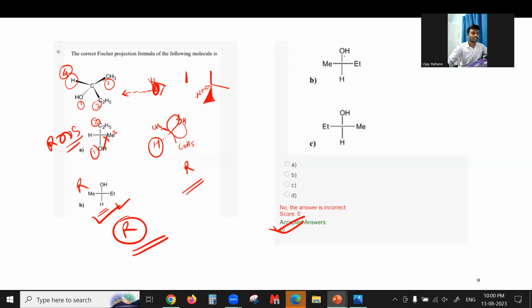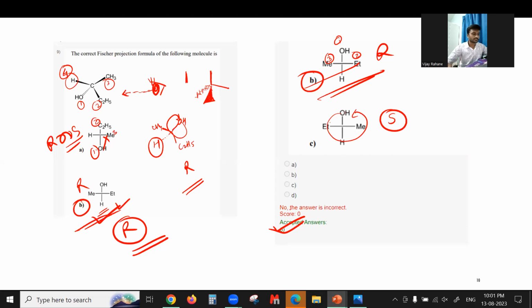And we can also neglect this option as well. If you give the numbering 1, 2, 3, what happens? Oh, they are the same. So R configuration. So these options are also the same. I think we have missed the D option. 1, 2, 3. So this is the S configuration. Obviously, this B option is the correct option. So this is the correct option.